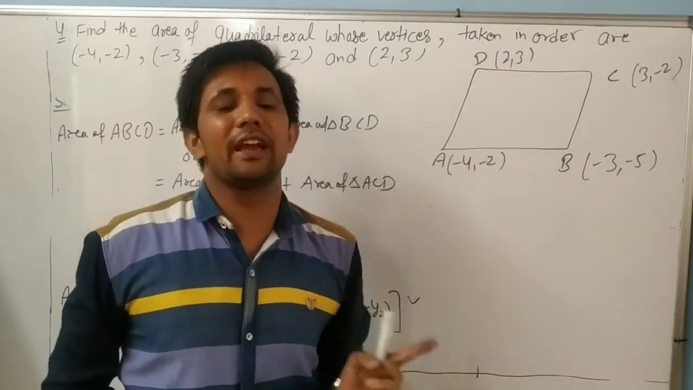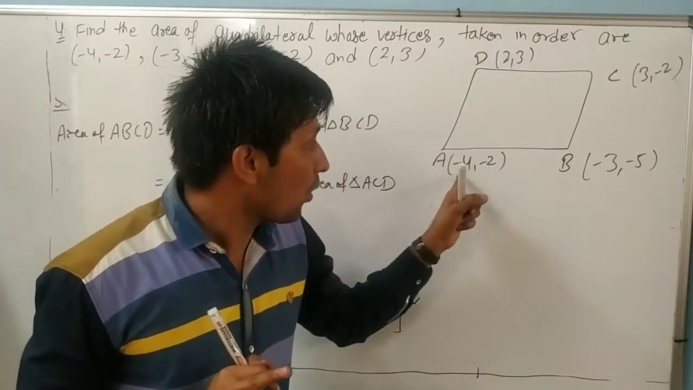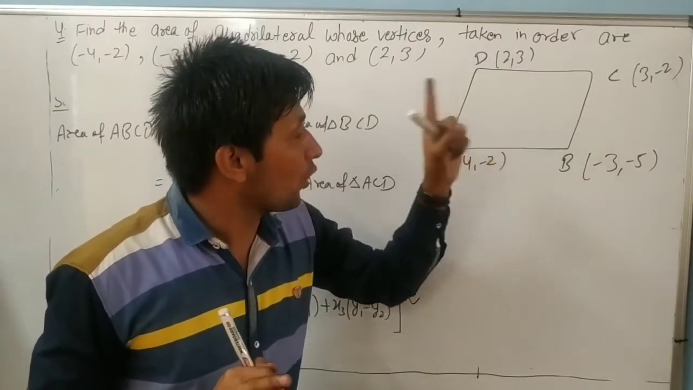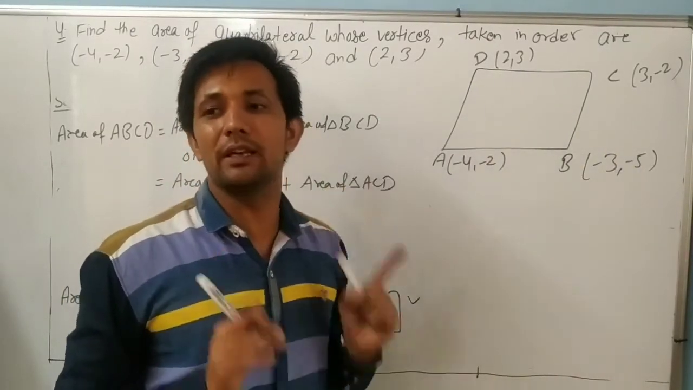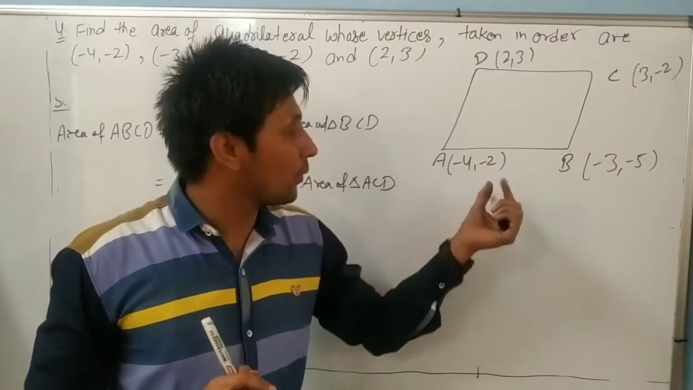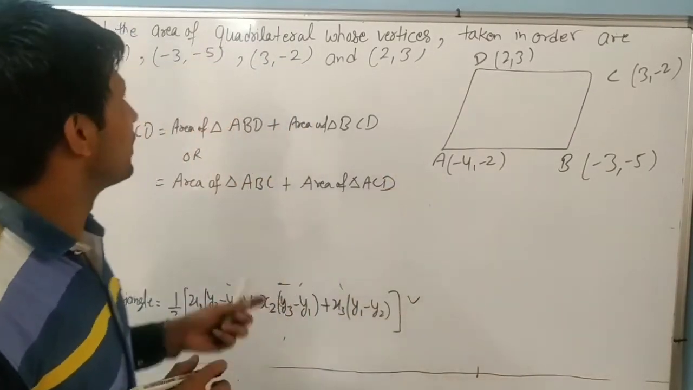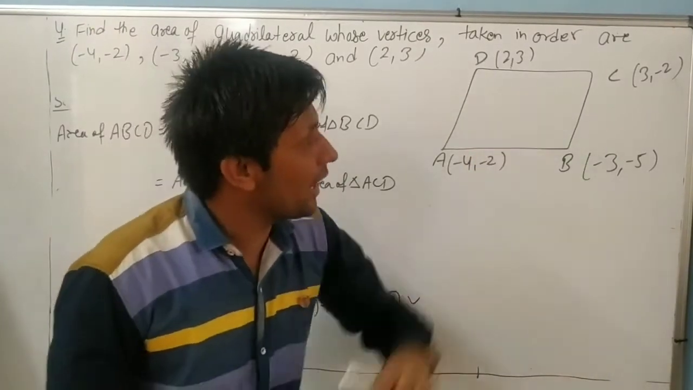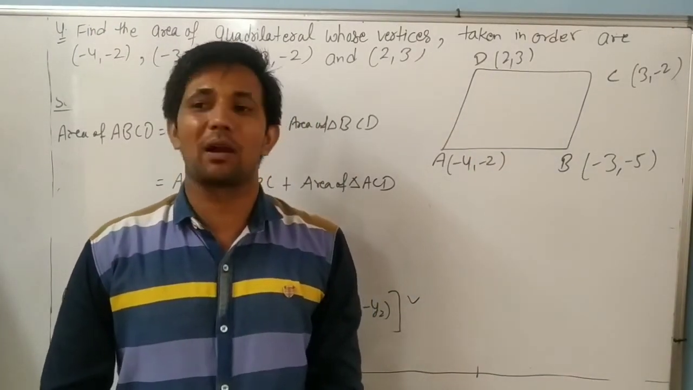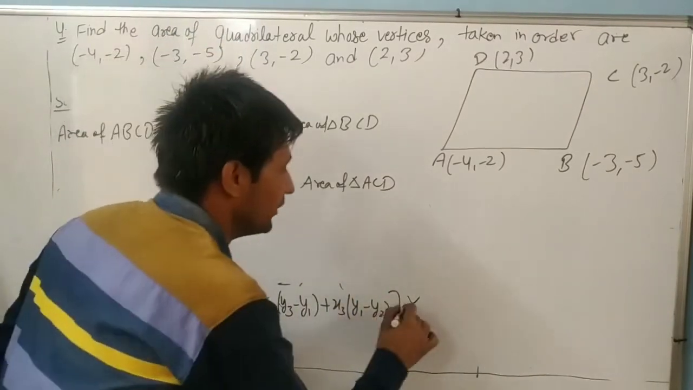Be very careful when you use the area of a triangle formula, because most of the coordinates are given in minus. Most students make mistakes whenever coordinates are given in minus. So what will we do? We have to find its area, but we don't know the area of quadrilateral formula in coordinate geometry.